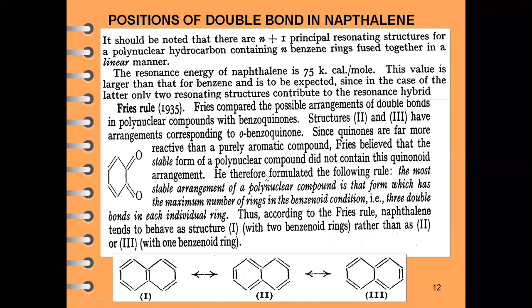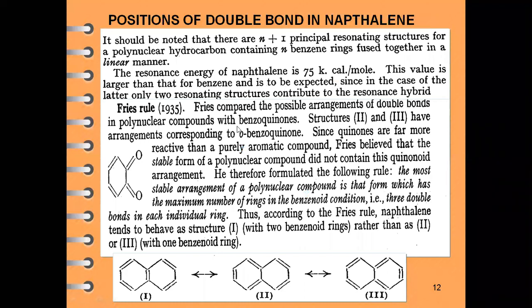That's why he formulated one rule, and that rule is known as Fries' rule. What is that rule? The most stable arrangement of a polynuclear compound is that which has the maximum number of rings in the benzenoid condition, that is, 3 double bonds in each individual ring.